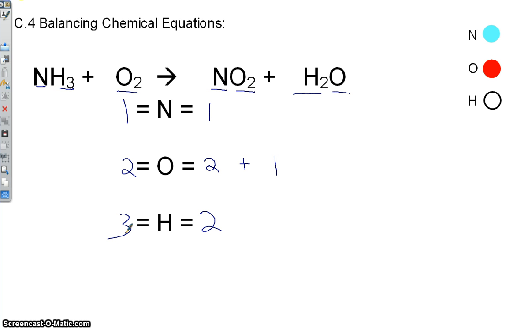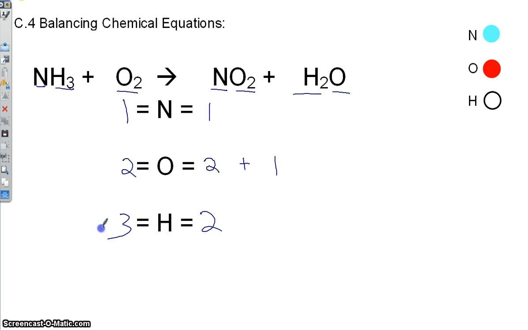When you're going to take care of this, I'm not going to start with the nitrogen. The nitrogen's already balanced, so I don't know what to do there. I don't want to start with the oxygen because on the right-hand side, this oxygen's in 2 different places, and that makes it difficult to balance out. So what I do is I start with the hydrogen.